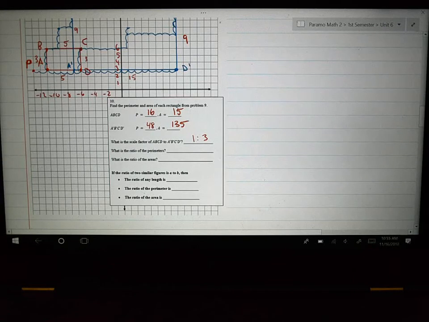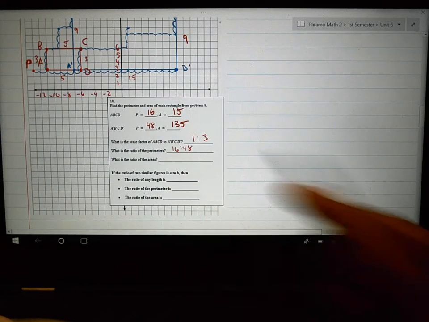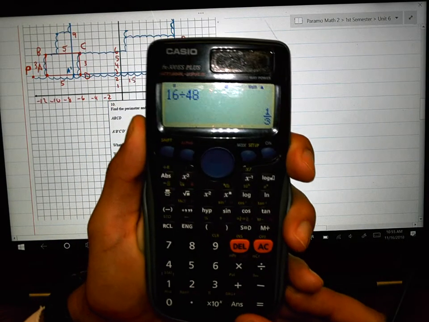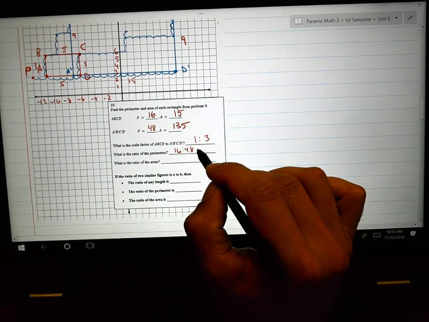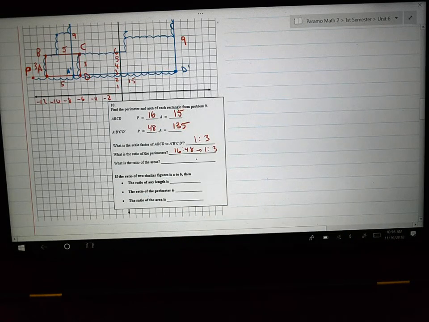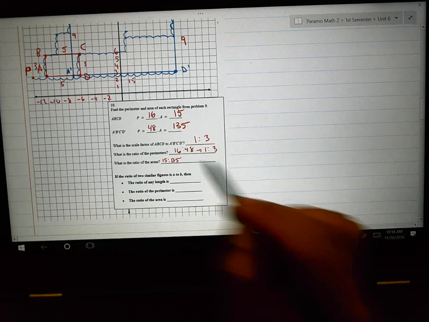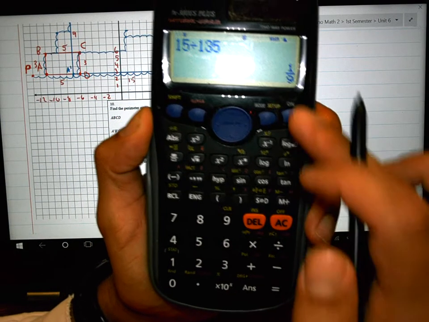What is the ratio of the perimeters? 16 to 48. Does that reduce? Let me use my calculator to figure that out. 16 to 48 is the same answer as 1 to 3. The scale factor's ratio and the perimeters' ratio is going to be the same thing. What's the ratio of the areas? This compared to this, 15 to 135, but that reduces. 15 divided by 135 is 1 to 9.